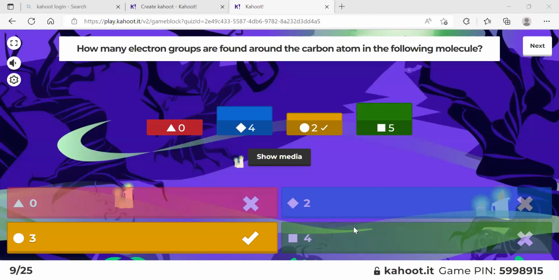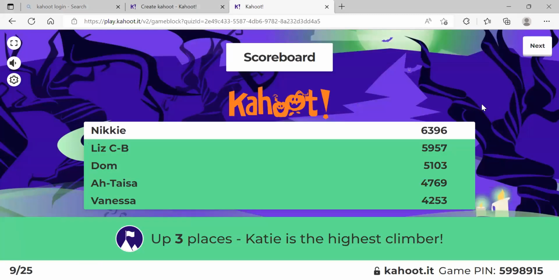Put a 1 in the chat if now that question makes more sense. I want to make sure that we understand electron groups. Excellent. Let's move on to the next one. Let's go to question 10.